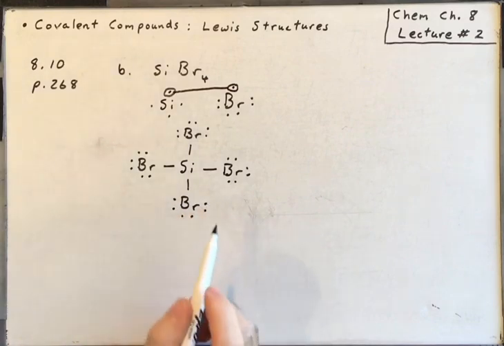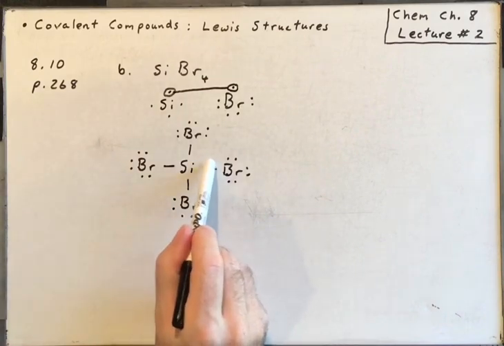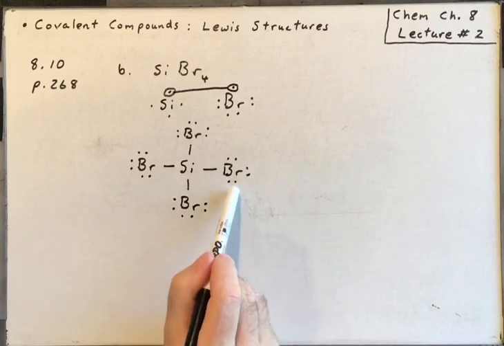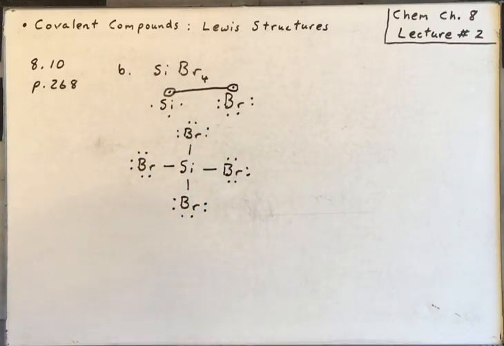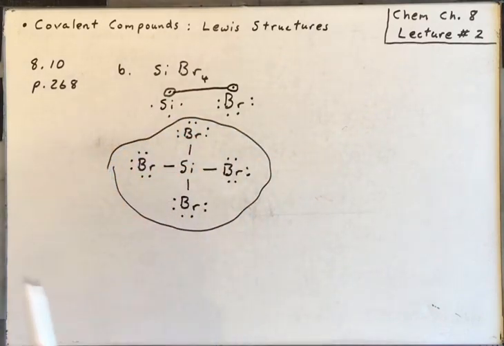Now let's count and make sure that we have 8 electrons around each atom. So silicon, 2, 4, 6, 8. Bromine, 2, 4, 6, 8. And that's true for all of the bromines. So this would be the correct Lewis structure for SiBr4.